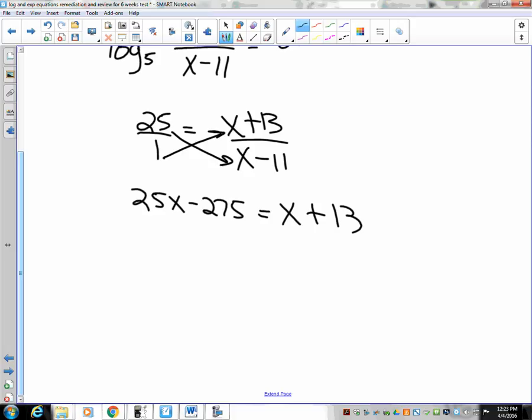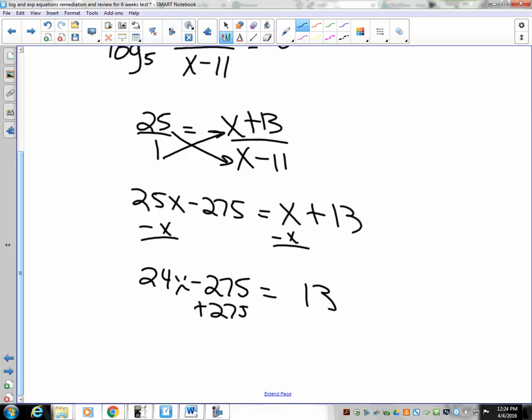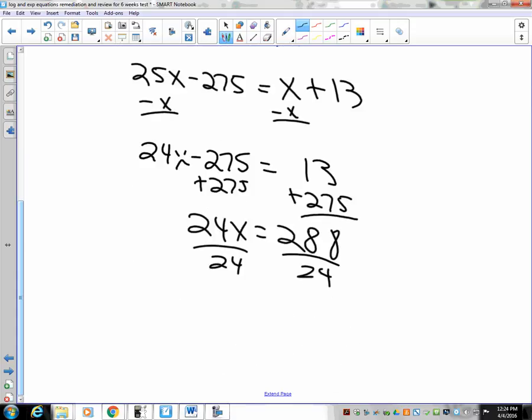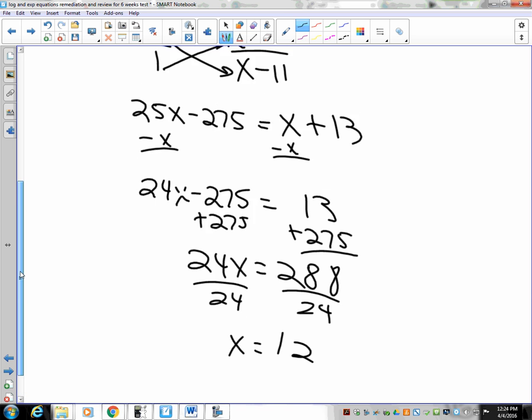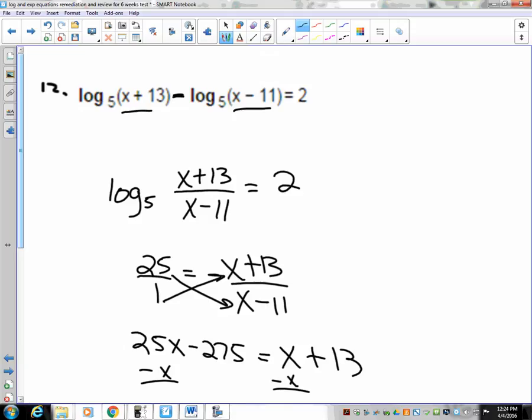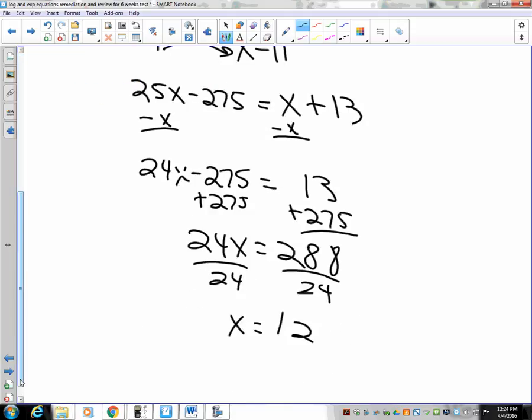Now, it's not a quadratic, is it? You don't need to set it equal to 0 and factor it. Just solve it. I'm going to get my x's together, and that's 24x. Then add 275. 288. Yeah, that's right. Then 288 divided by 24, it's 12. Now let's check it. If x is 12, are those positive? Yes, so we're good.